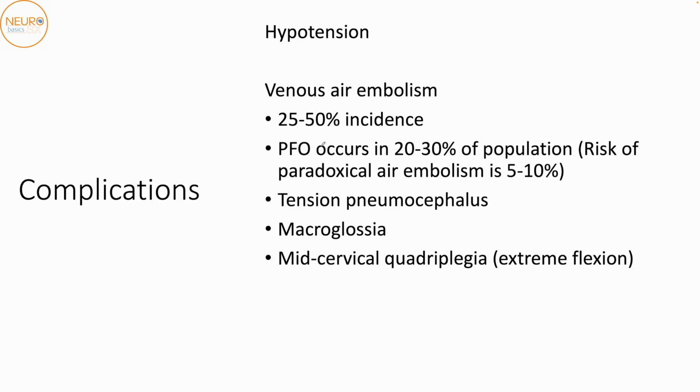Now there are a lot of complications which can arise with this sitting position. As we have discussed, it can lead to hypotension, but it can more importantly cause a venous air embolism, of which there's a 25 to 50% incidence. A PFO happens usually in about 20 to 30% of the population. So the risk of any patient undergoing a sitting position to develop a paradoxical air embolism is actually 5 to 10%, which is quite significant. They can also develop tension pneumocephalus and macroglossia, and sometimes because of extreme flexion, even mid-cervical quadriplegia.